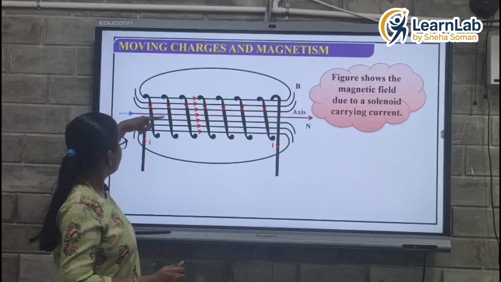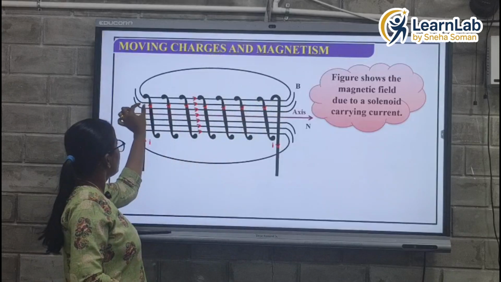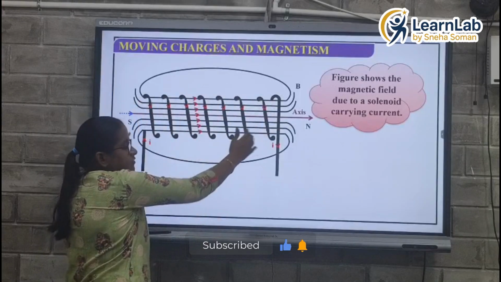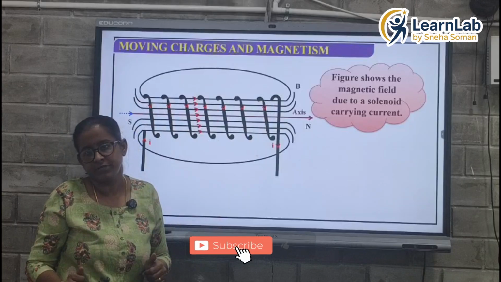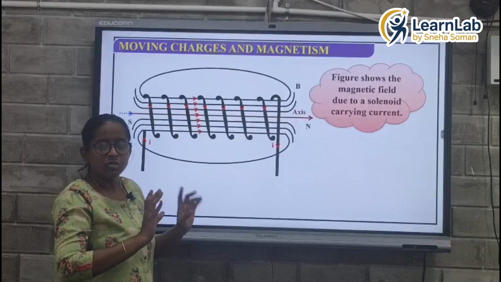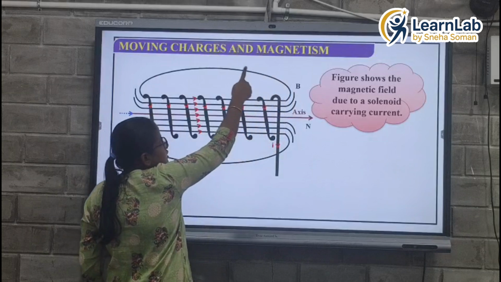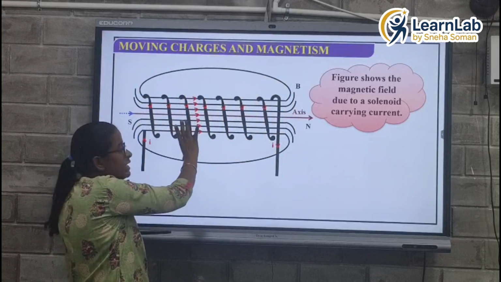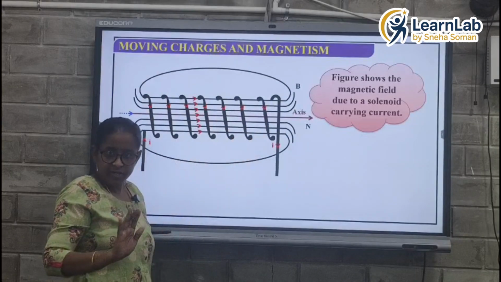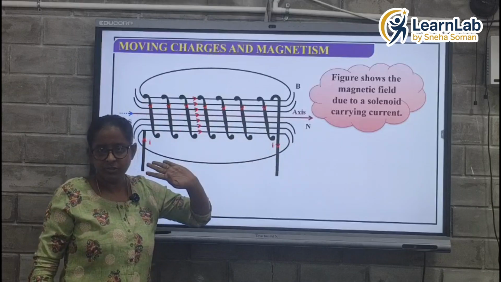Here we have multiple turns of the circular loop, so each and every point will act as north-south, north-south. Altogether we can say this is a bar magnet, with one side north and one side south. The magnetic field lines emerge out of the north and end in the south. Inside the solenoid there will be a uniform magnetic field from south to north.